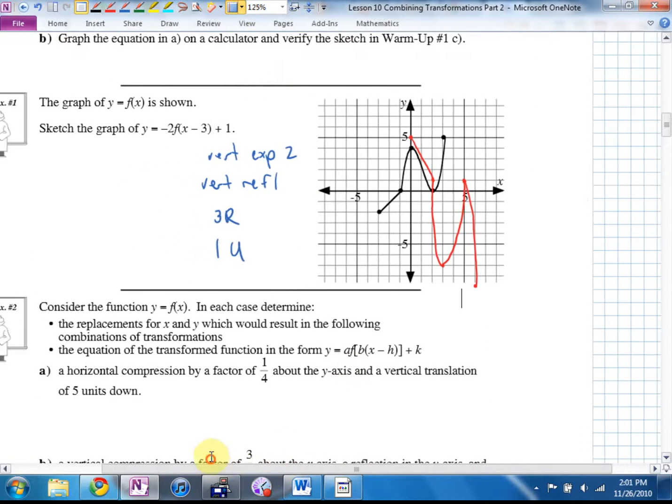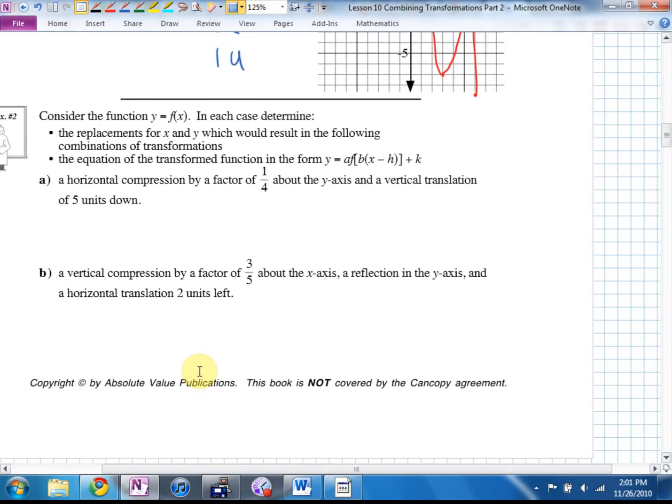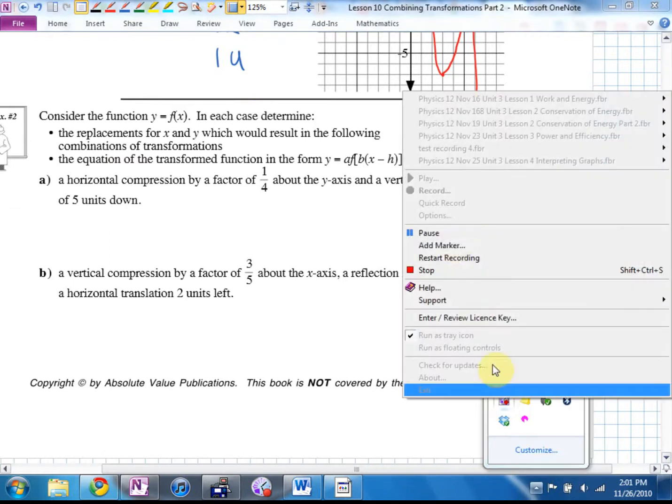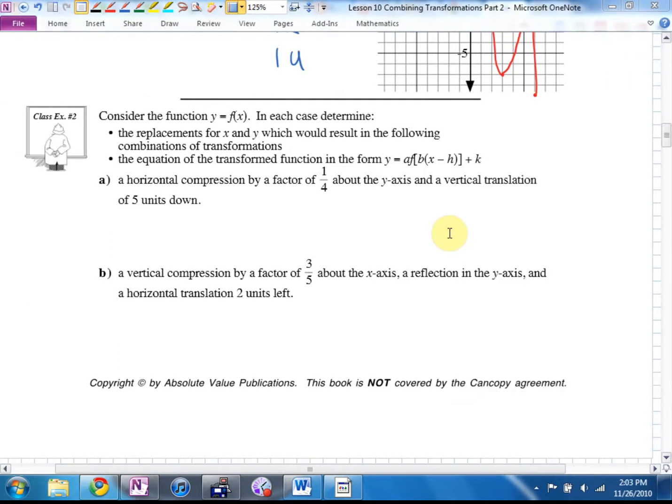It says, consider our generic f of x equation. In each case, determine. So here's another multiple choice question. So back to here. Consider this function. It wants us to list the replacements and then get the equation. If I was giving this to you, it would be multiple choice, and I would simply say, what's the equation?